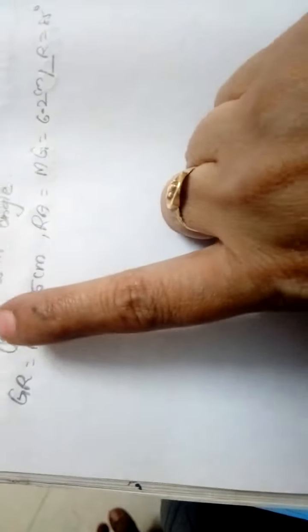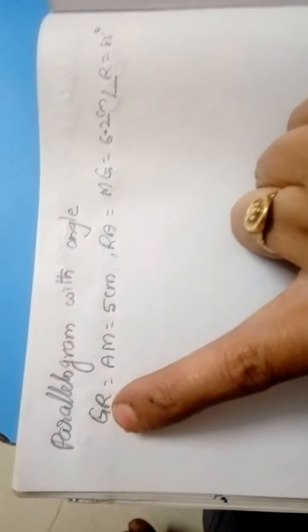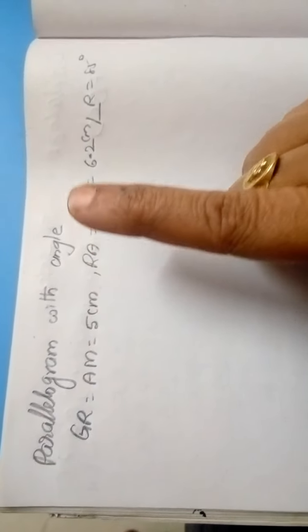Now I am going to construct a parallelogram with an angle. The parallelogram name is GRAM. Already I said that in a parallelogram the opposite sides are equal and the opposite angles are equal. First, if you want to construct a figure, you have to draw a rough structure. I am drawing the rough structure. Here it is given GRAM, G-R-A-M.